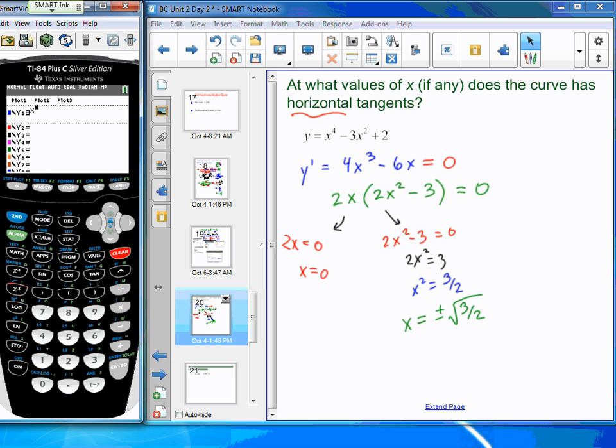Oh, pretty print. Oh boy, can't live with it, can't live without it. So x to the 4th minus 3x squared. Should we enter the derivative?